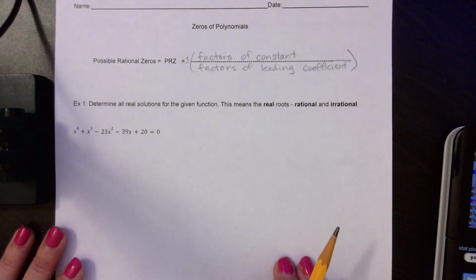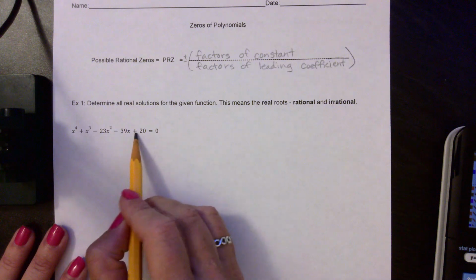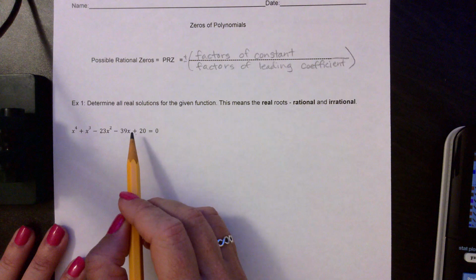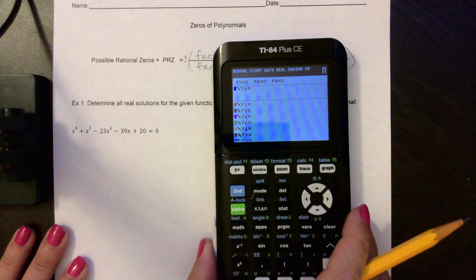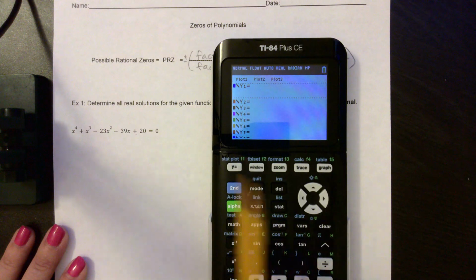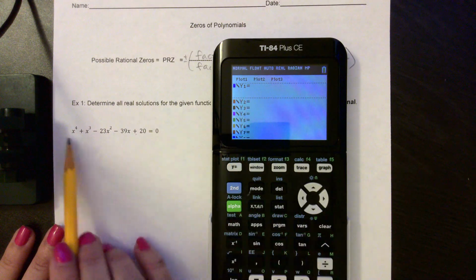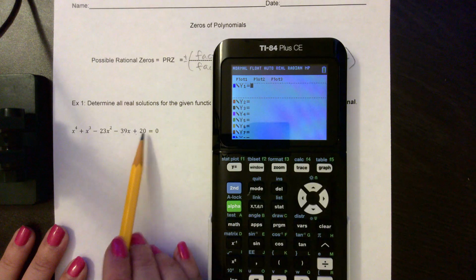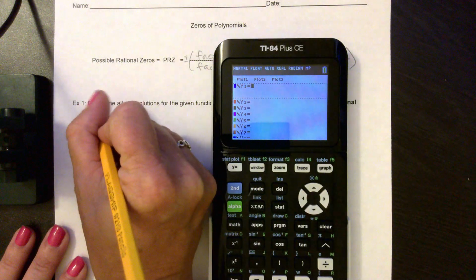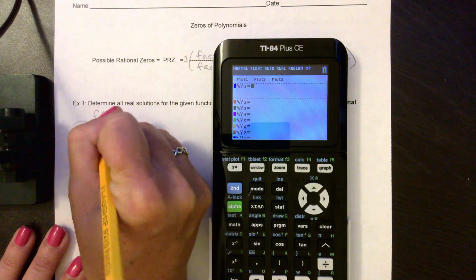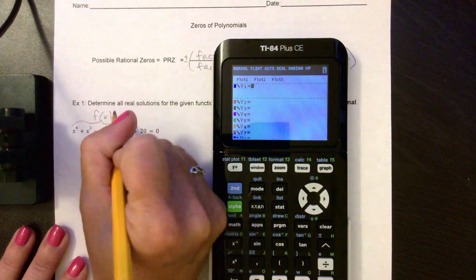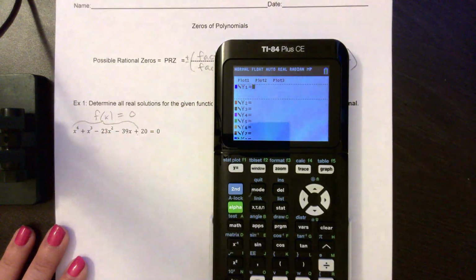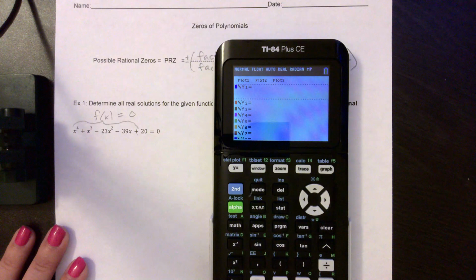Okay, so again, please make sure that you have a plus 20 here. I'd like you to pause the video right now and go into your calculator and type the expression x to the fourth plus x cubed minus 23x squared minus 39x plus 20 into your calculator, because we are going to think of this side of the equation as f of x or y. So we're going to be solving f of x equals 0. That's why we can use our calculators. So again, pause the video at this point and enter that into your calculator.